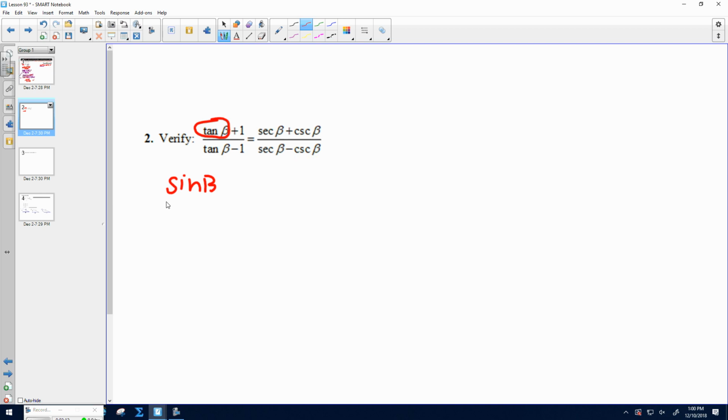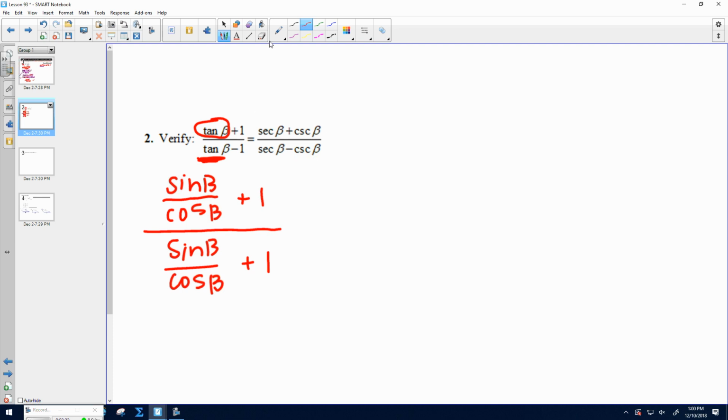Sine beta over cosine beta plus 1. And then I'm going to change this tangent, same thing, sine beta over cosine beta, minus 1. Okay, so now we got to think about what we're trying to get. I'm trying to get a secant right here. Secant is 1 over cosine, right?